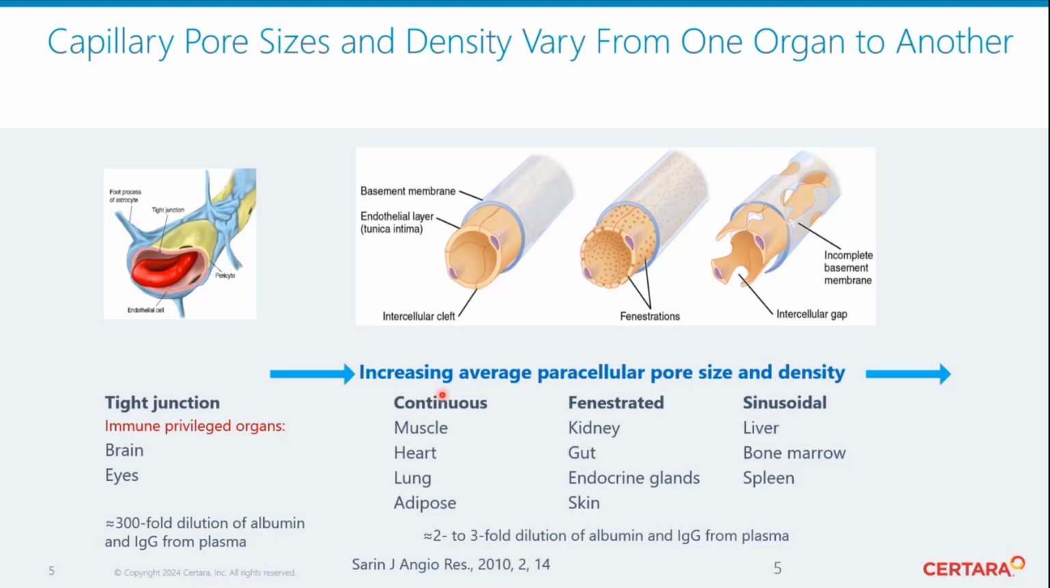Then continuous types of endothelial cells in muscle, heart, lung. Well, there are enough paracellular pores that allow some of the liquid fluid to leak out from plasma, and there are even more in kidney, gut, and in liver and bone. Well, the endothelium is very leaky, so that even occasionally cells can just escape just like that.